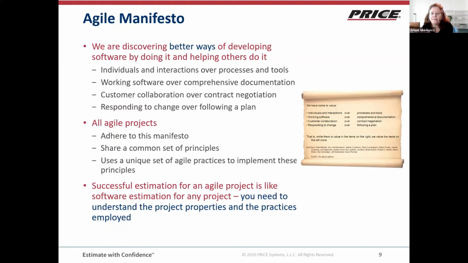Not throwing the things on the right away, but favoring individuals and interactions over processes and tools, favoring working software over lots of documentation, embracing customer collaboration rather than contract negotiation, and expecting and embracing change. And all Agile projects adhere to this manifesto. But this manifesto doesn't dictate the processes or the tools or anything. It's an overarching umbrella philosophy.